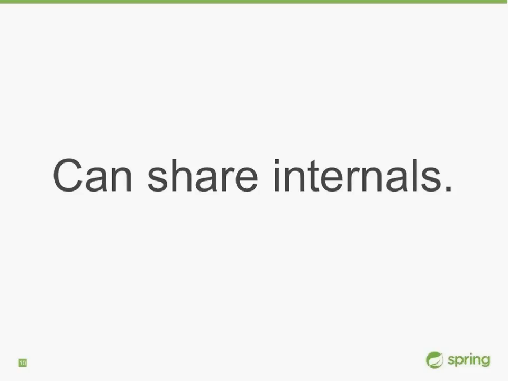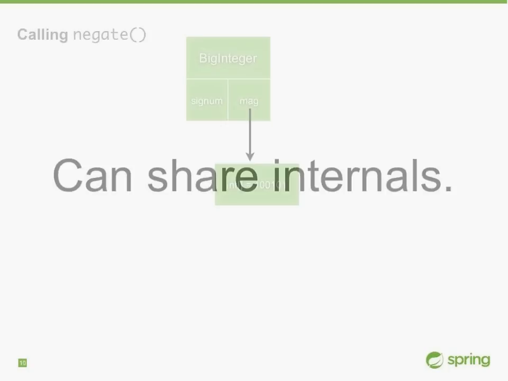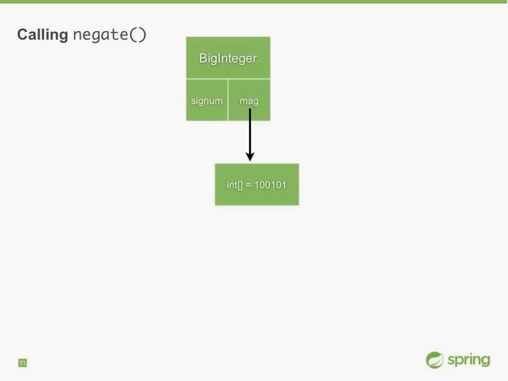The sign of the number is represented by an int. The magnitude of the number is represented by an int array. As it turns out, it's the big Endian binary representation of the number. Now, BigInteger has a negate method.